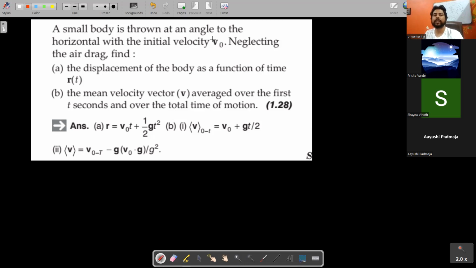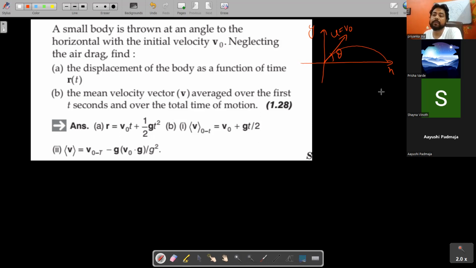Let me also start. See, it is saying that a small body is thrown at an angle to the horizontal with initial velocity. See, the angle is not given. There is no term of angle here in the answer. You cannot assume theta. If you assume, you have to replace that. So suppose this is horizontal x, y. At some angle theta this is projected, and this is given as v naught. We need the displacement of the body as a function of time. This is the parabolic path it will follow.